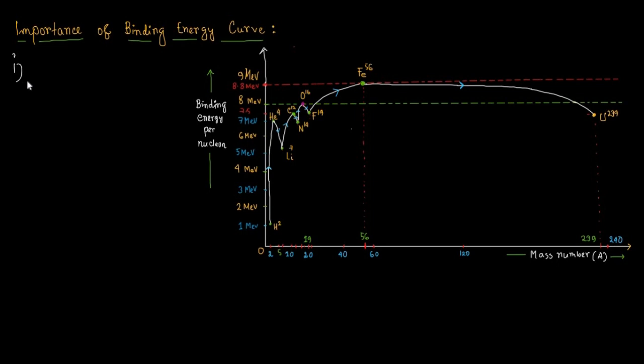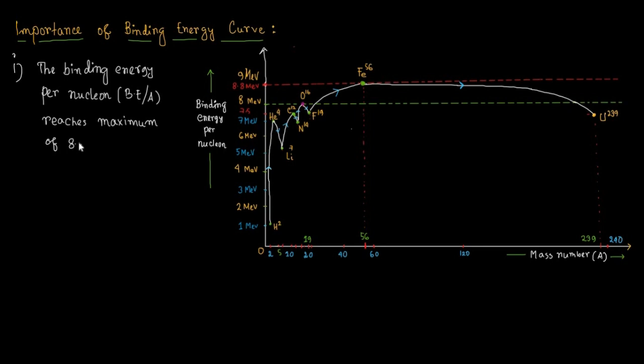Importance of binding energy curve number 1. From the binding energy curve, we can say that the binding energy per nucleon, that is B.E. per A, reaches a maximum value of 8.8 MeV on the curve at mass number A equal to 56.